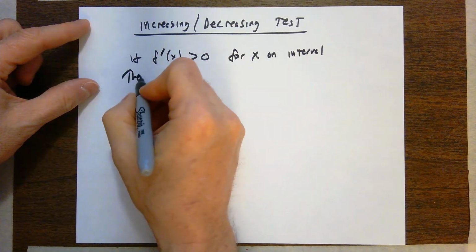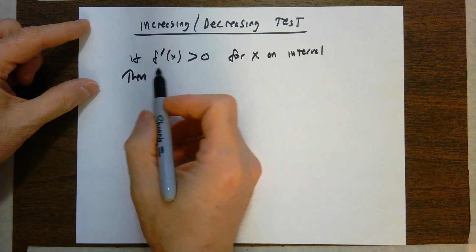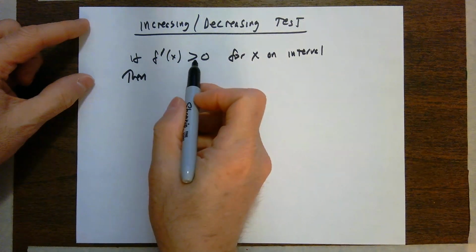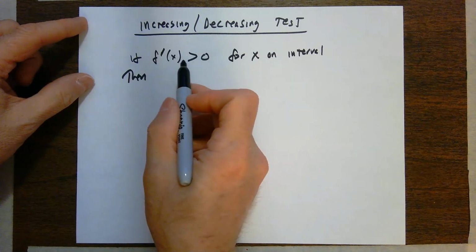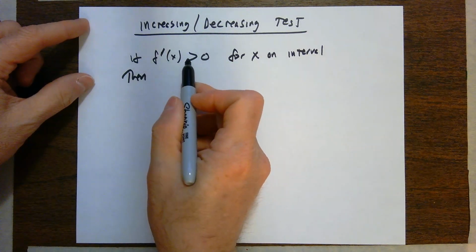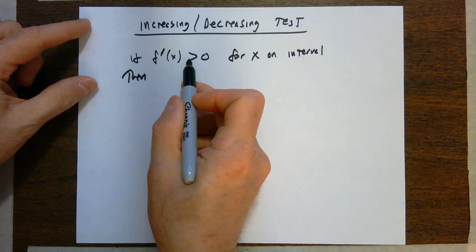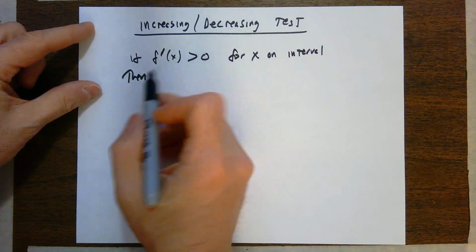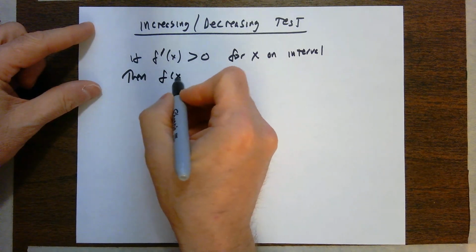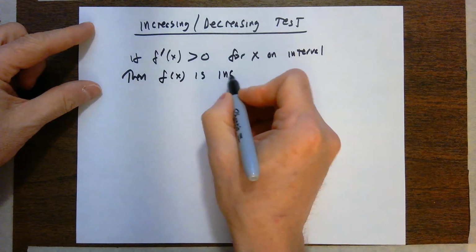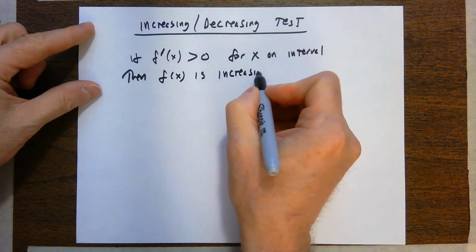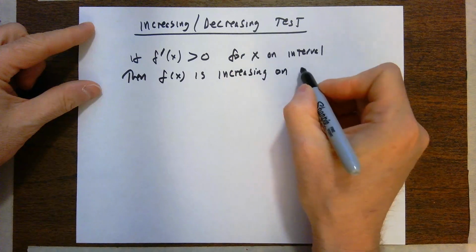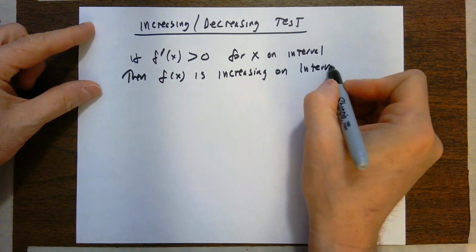then think about it. If the derivative is greater than 0, that means the slope of the tangent lines are positive. If all the slopes of the tangent lines are positive, then the original function is increasing on that interval.